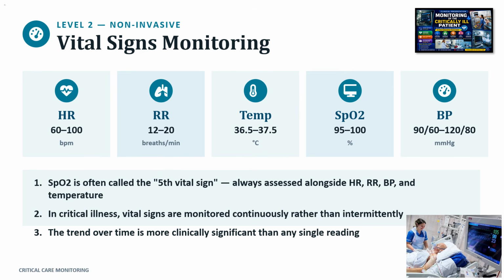Key notes. 1. SpO₂ is often called the fifth vital sign, always assessed alongside our RR, BP and temperature. This ensures hypoxia is not missed during routine assessment. 2. In critical illness, vital signs are monitored continuously rather than intermittently. This allows immediate detection of life-threatening changes. 3. The trend over time is more clinically significant than any single reading. This helps differentiate transient changes from true deterioration.